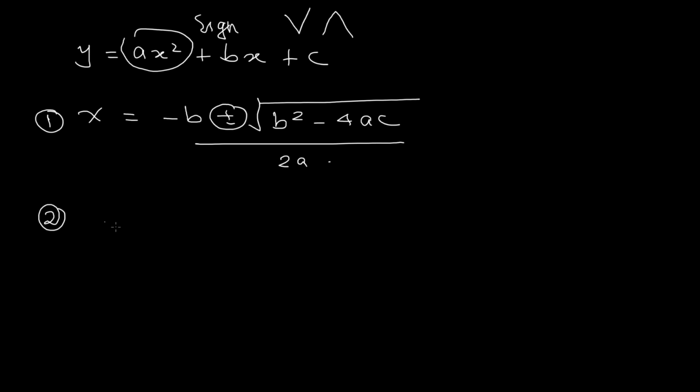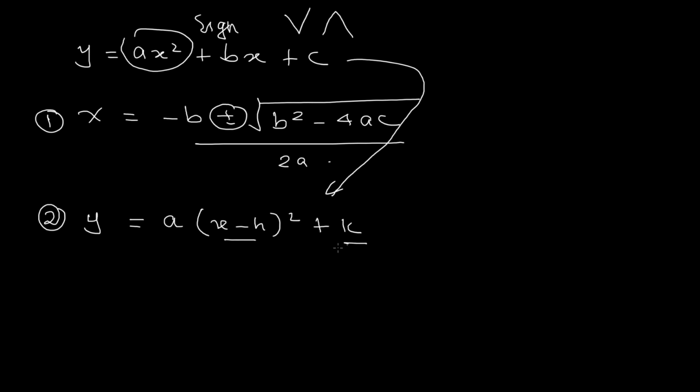Then the other value we said was important was the vertex. The vertex comes from the completing the square method. When you complete this, it becomes y equals a, x minus h squared plus k. When you change the format of the equation to that format through completing the square, the values of h and k that you get give you the vertex. So the vertex is h comma k.